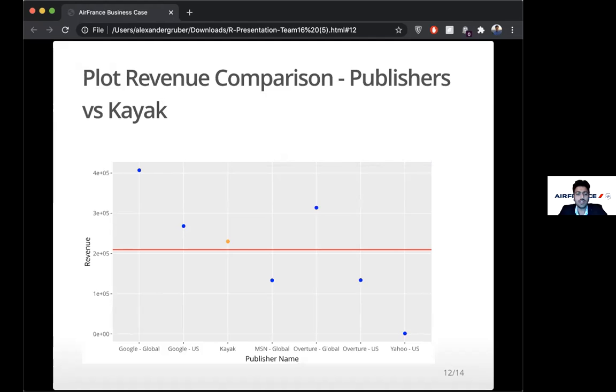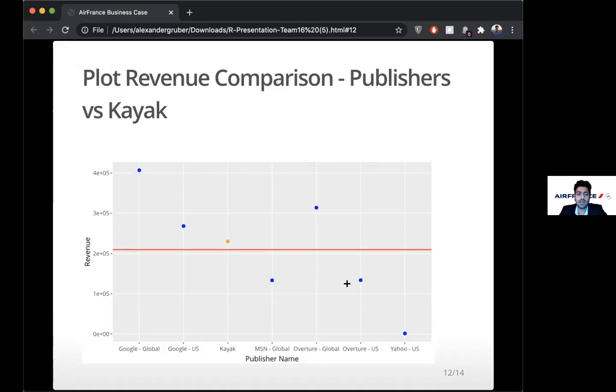To understand the efficiency of Kayak, we did a comparison between them and the rest of the publishers. As we see in these plots of revenue of these publishers, Kayak revenue is above average, and this revenue comes only in a short period of time, which shows a great potential for the company to shift their ad spending from Yahoo to Kayak, as it clearly generates more revenue.